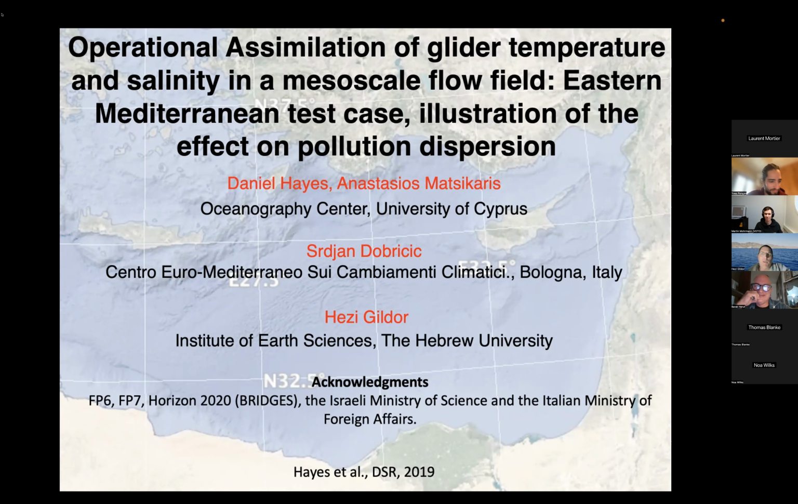So what I'm going to present is a joint work, and actually most of the work was done by Dan Ace, who couldn't attend this meeting, so I'll present it instead of him. I will show you the result of assimilating glider data into an operational ocean model around Cyprus. You can find more details in a joint paper in Deep Sea Research, 2019.